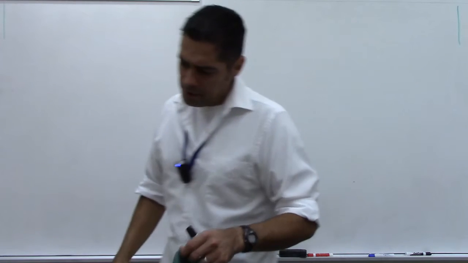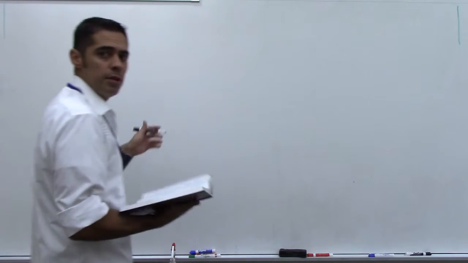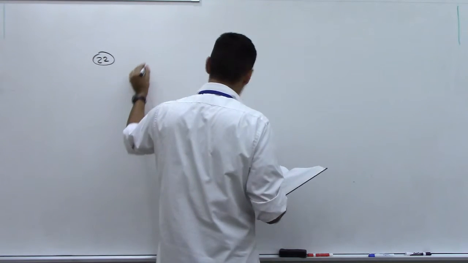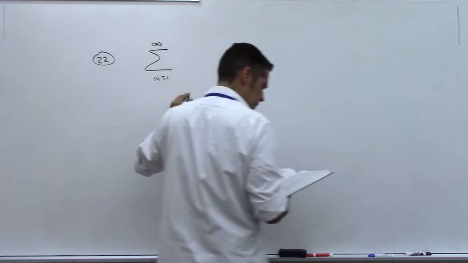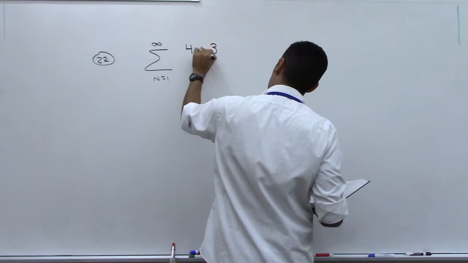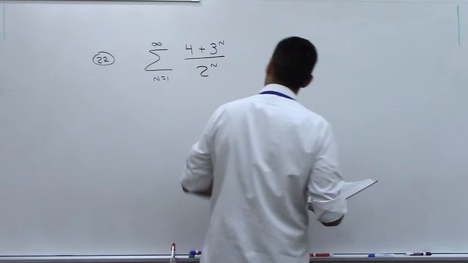All right, let's move on. 22. Sum n equals 1 to infinity of (4 plus 3 to the n) over 2 to the n.